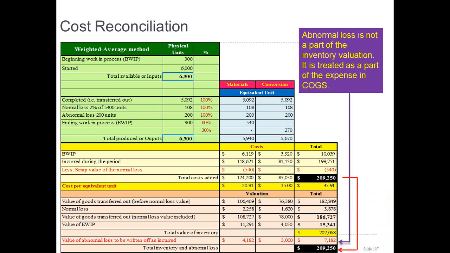Costs related to the abnormal loss items did incur and were part of the total input cost. However, abnormal loss is not part of the inventory valuation. It's treated as part of the expense. Therefore, in the cost reconciliation with abnormal loss, the total input cost of $209,250 matches the sum of the inventory values, $202,068, and the abnormal loss expense.